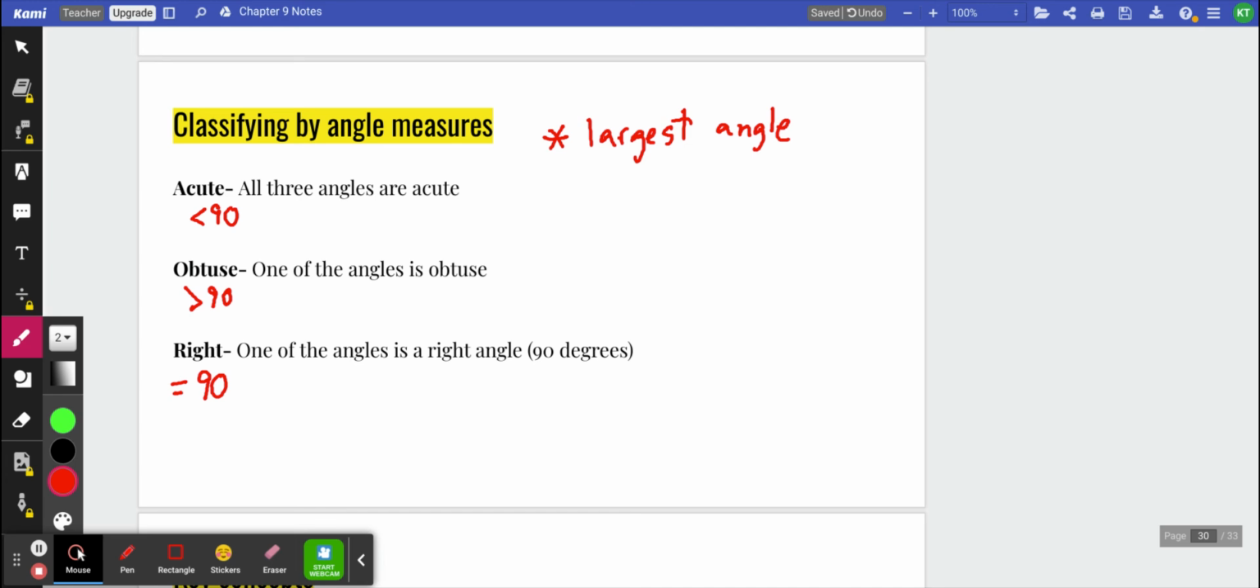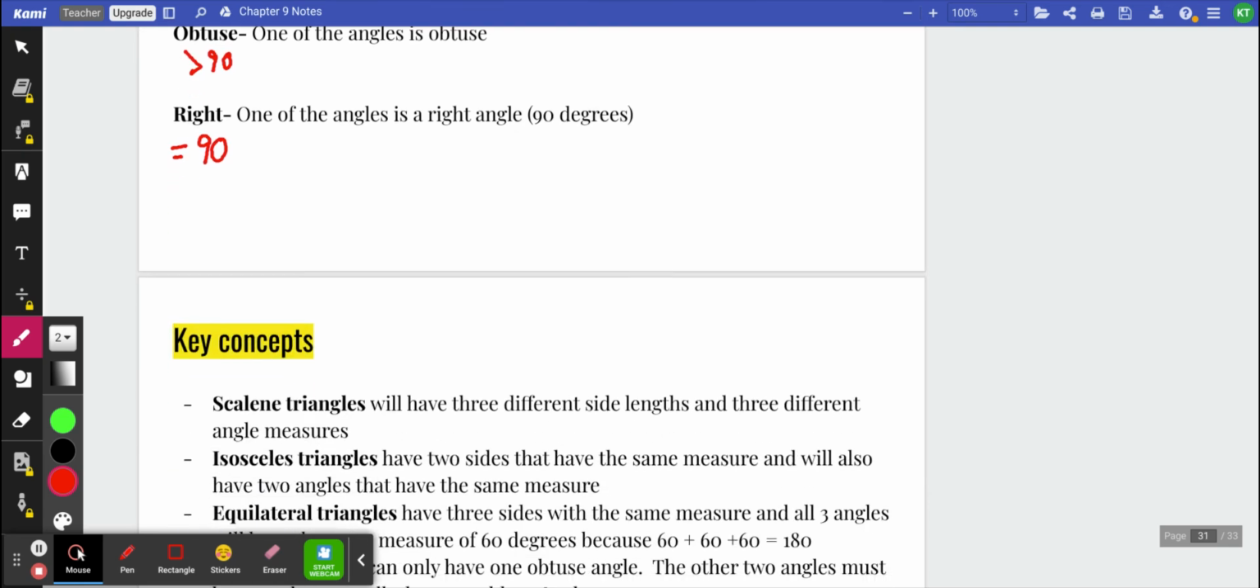It's an acute triangle. To be an obtuse triangle, it just has to have one angle that is obtuse, right? And it can only have one. And we'll talk about that a little bit later. And then same with the right triangle. One of the angles is 90 degrees. It'll be the largest angle in that triangle, and it's going to be 90 degrees. The other two will be acute. So if you have one that's 90 degrees, we call that a right triangle.